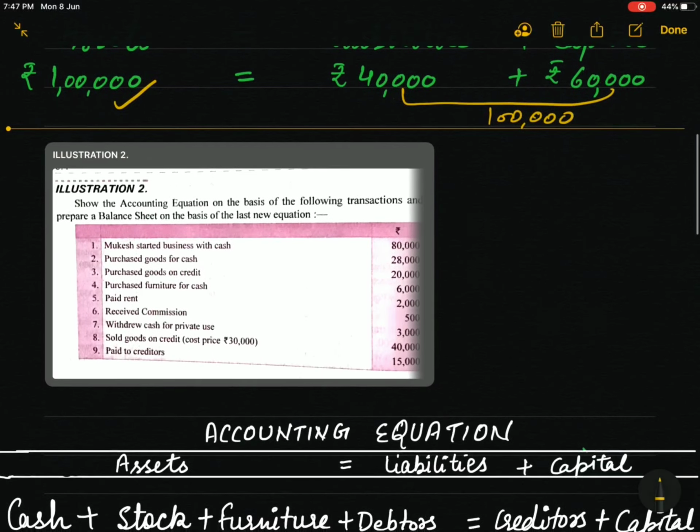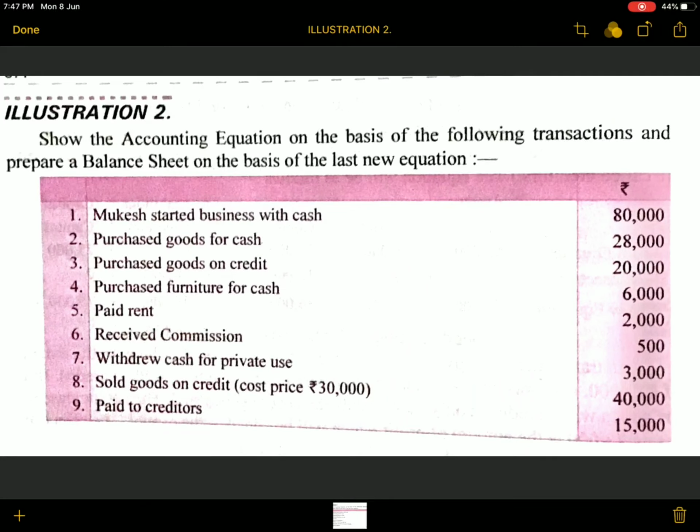Let's start the second illustration. Illustration second is to show the accounting equation on the basis of the following transactions and prepare a balance sheet on the basis of the last new equation. These are different transactions given here, and on the basis of these transactions we have to find out the new equation, and after the new equation it will be posted into the balance sheet.